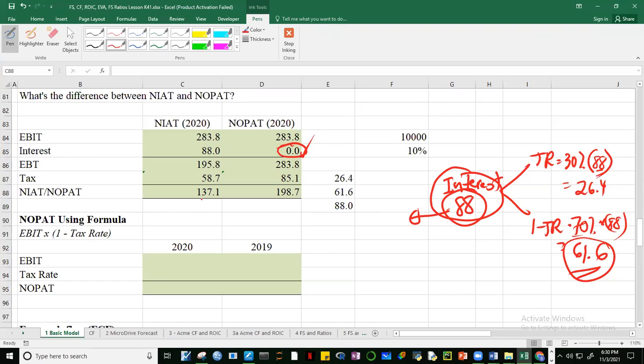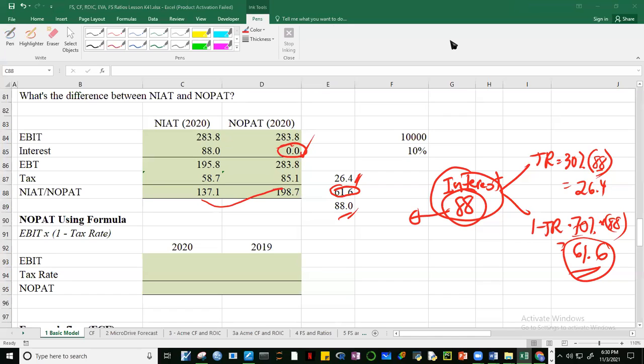Just to explain, the difference between your net income after tax and your NOPAT is not 88, because the 88 has to be reduced by the tax savings of 26.4. So the net advantage of NOPAT is just 1 minus tax rate times the interest expense. Let me pause for a while. Is that clear? If you're given the interest expense and the tax rate, you know how much the advantage of the NOPAT over the net income after tax will be.